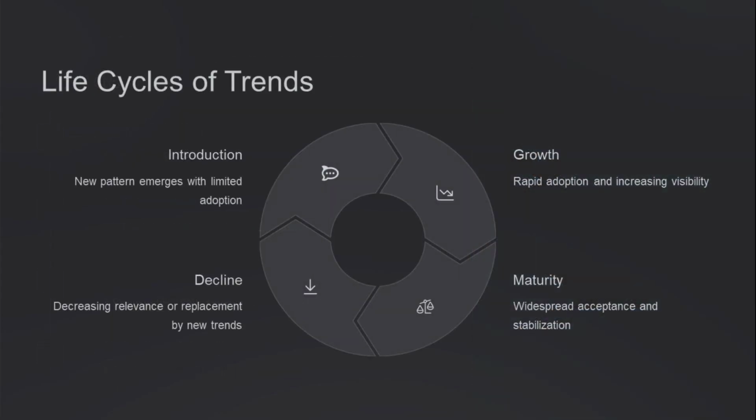Like products, trends have life cycles. They begin with introduction, when adoption is limited. Then comes growth, with rapid attention and adoption. After that, maturity, when the trend stabilizes. And finally, decline, when it loses relevance or is replaced. Understanding where a trend is in its life cycle helps us plan effectively.